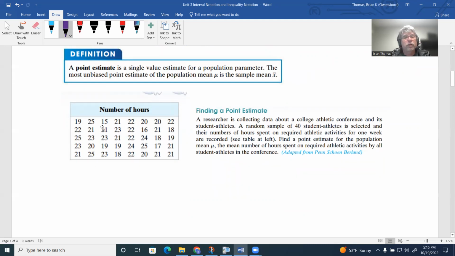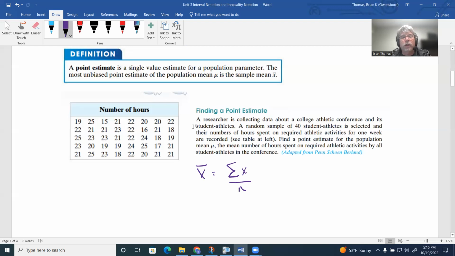So to find a point estimate, basically what you're saying is about, on average, how many hours does a student athlete work? So that's called a point estimate. So in other words, we're just talking about the mean. So to do the mean, you would actually have to add all the numbers up and divide by the number of numbers. So remember, the sample mean is going to be the sum of the data divided by the number of pieces of data.